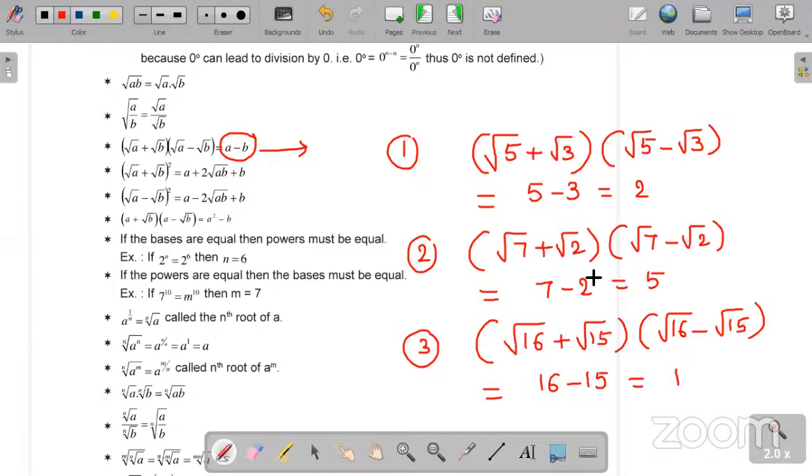Okay. Clear? Very good. Very good, Arsha. Very good. Right.